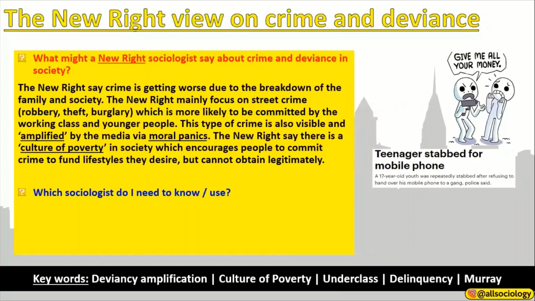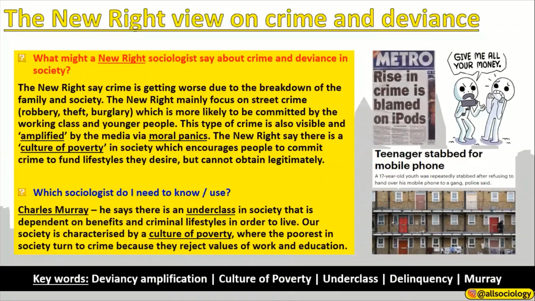What Murray and the new right say is that there's a culture of poverty in society which encourages people to commit crime to fund lifestyles that they desire but can't afford or obtain legitimately. So we think about people who want the latest iPhone, or the latest pair of Nikes on their feet, or the latest tracksuit, but they won't necessarily have a job that can afford that. How are you going to get it? Well, given the pressure on people to conform and have the latest stuff, perhaps the criminal route is the only available one to someone like that.